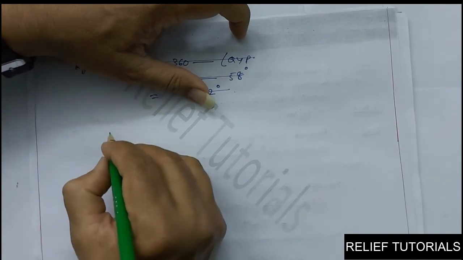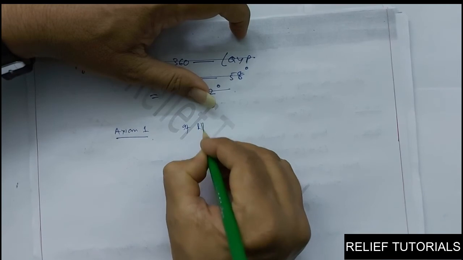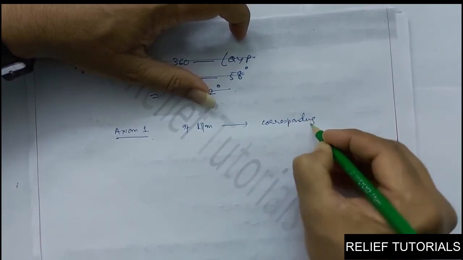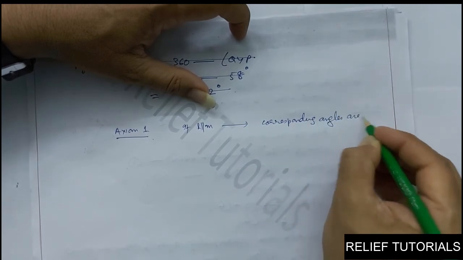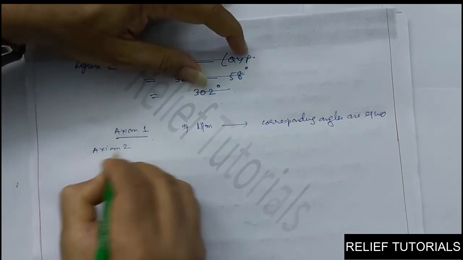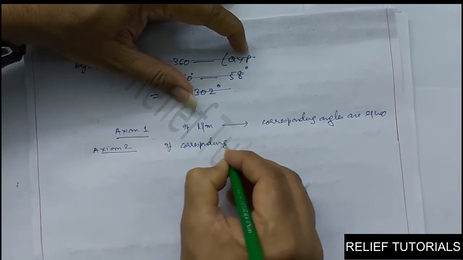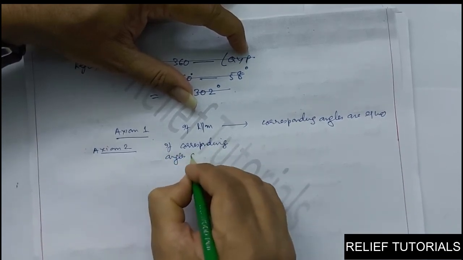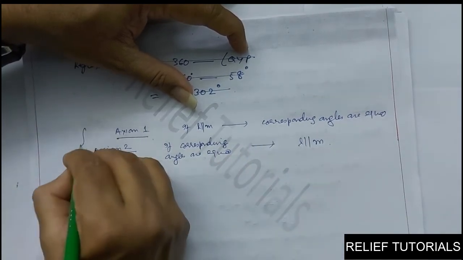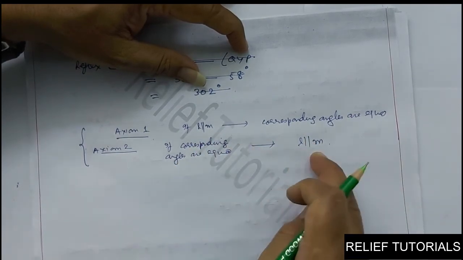What is that? Axiom 1: If lines are parallel, corresponding angles are equal. Clear? Axiom 2: If corresponding angles are equal, then lines are parallel. You see this pair. If lines are parallel, corresponding angles are equal. If corresponding angles are equal, lines are parallel.